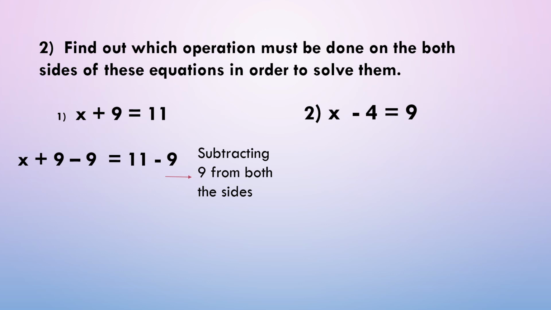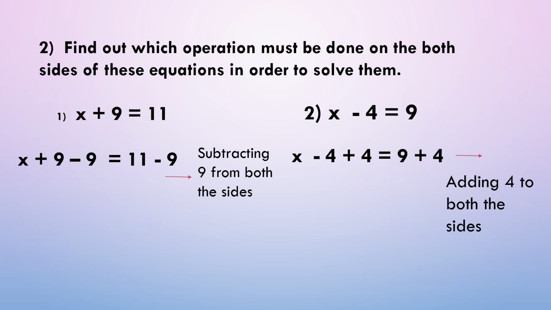Next one, x minus 4 is equal to 9. So to find the value of x, you have to remove this minus 4. So on both the sides, which operation will you use here? Plus 4. So you have to add 4 on both the sides. So adding 4 on both the sides, x minus 4 plus 4 is equal to 9 plus 4.